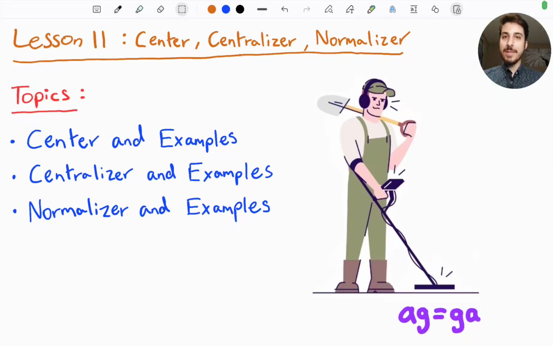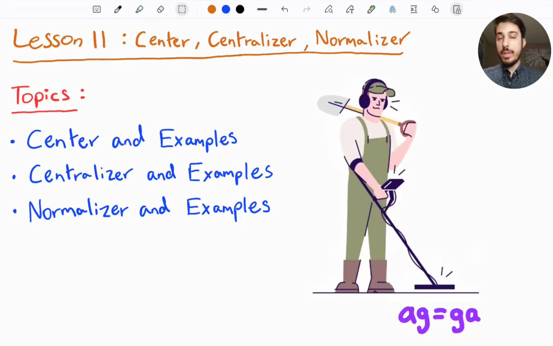Ladies and gentlemen, welcome back to Lesson 11 in Group Theory. This lesson, we will explore something called commutativity in groups. We know what commutativity is. If two elements A and B are commutative, then they hold the property A times B is equal to B times A. And we've seen that a group is called abelian if all of its elements are commutative.